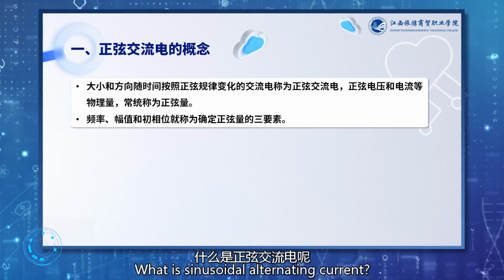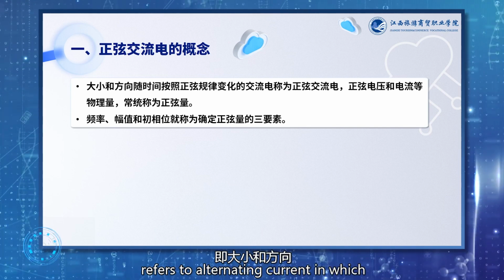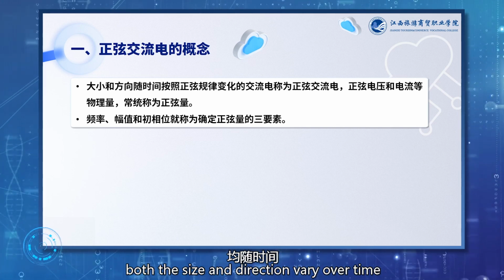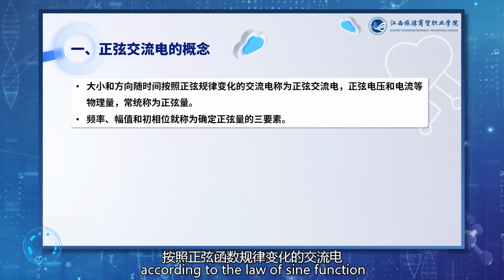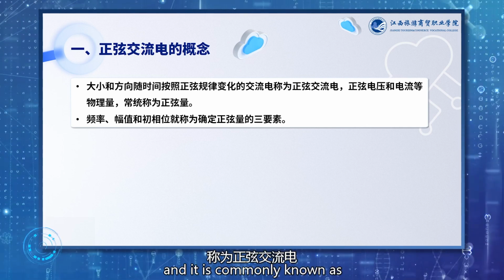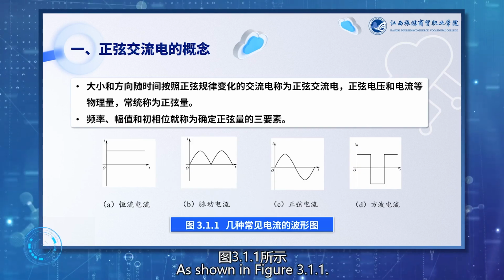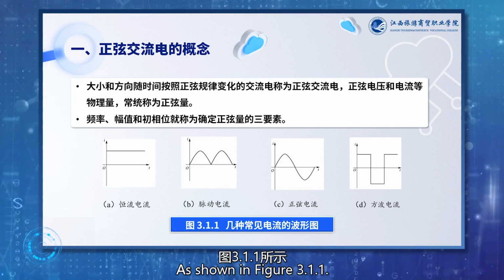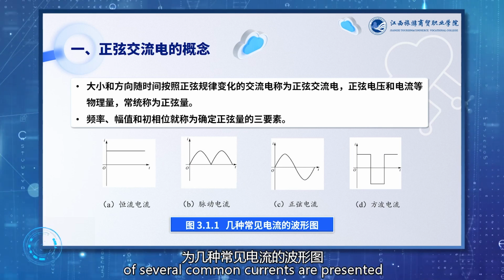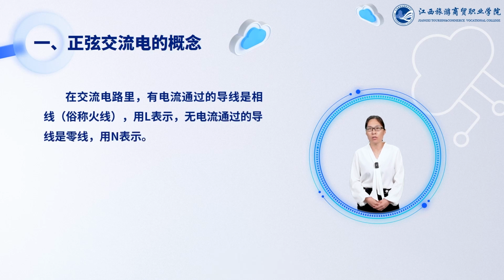What is sinusoidal alternating current? It refers to alternating current in which both the size and direction vary over time, according to the law of sine function. And it is commonly known as sinusoidal alternating current, as shown in Figure 3.1.1. The waveforms of several common currents are presented in an AC circuit.